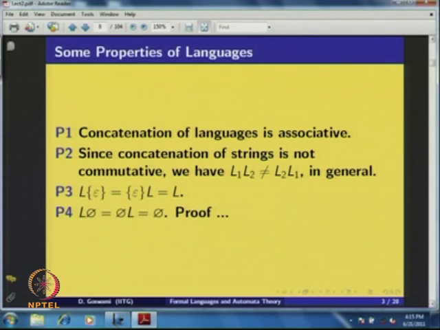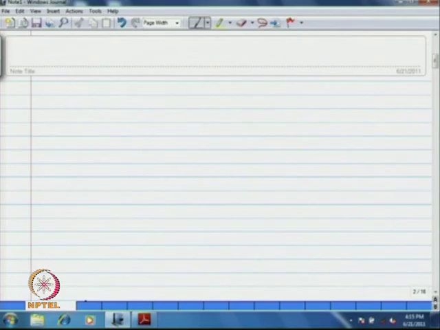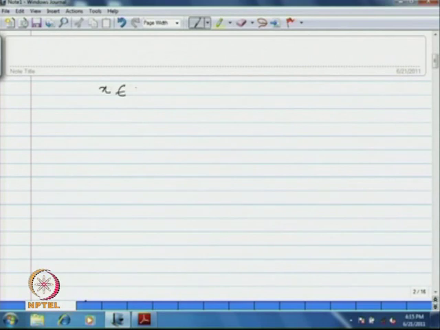Then, if we concatenate a language with the empty set phi from both sides, L phi or phi L, it is going to give phi. So, you can prove it. Suppose that L phi is not equal to phi, then there must be a string x which will belong to L phi. Therefore, we can write x as x1 x2, for some strings x1 belonging to L and x2 belonging to phi. This is the definition of your concatenation.